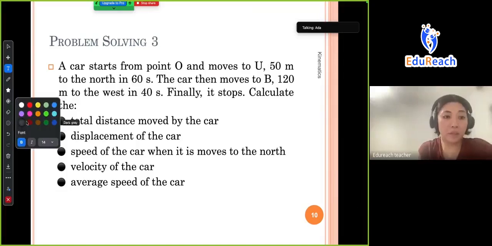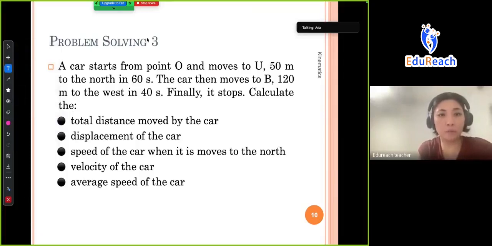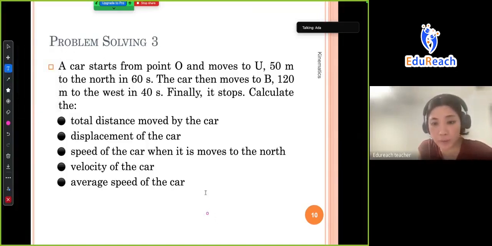Yeah, so to make it very clear, let us now construct a diagram. So he starts from point O, and let me just label this to be point O. Hopefully you can see. And he moves to U, which is 50 meters to the north in 60 seconds. So U is directly on top of O. That is why U is to the north of O. Something like this, to the north. And then this distance is specifically 50 meters. The direction is to the north.